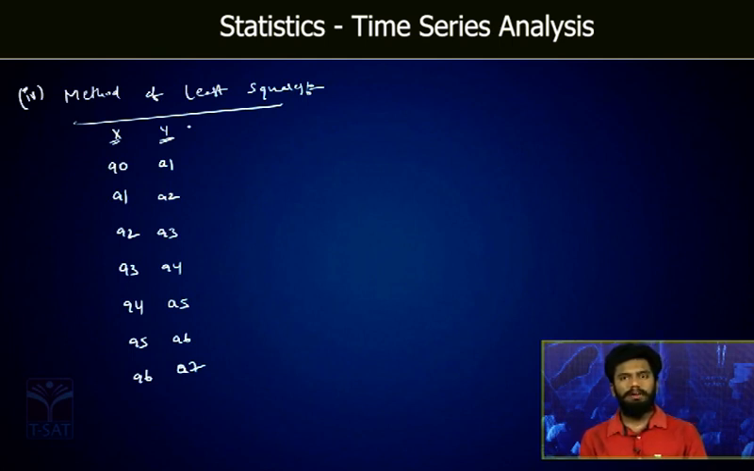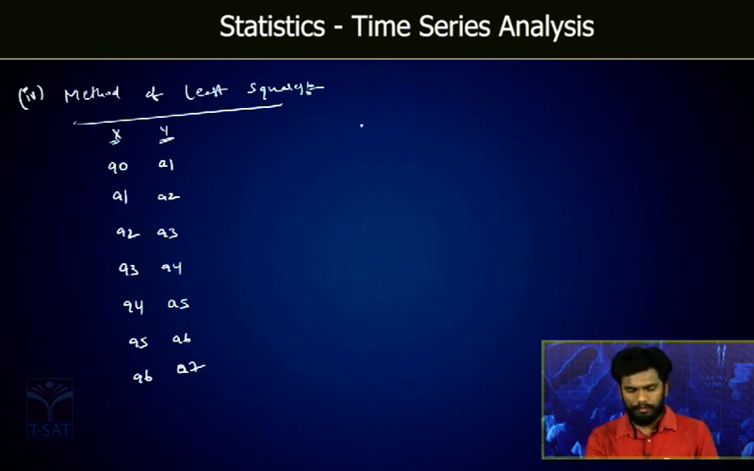In regression we fitted a line using the points, using the principle of least squares, by using the normal equations. The same method applies here. The same procedure we have to do here. So we have two data sets, an x variable and a y variable. Using these two variables we have to fit a line.